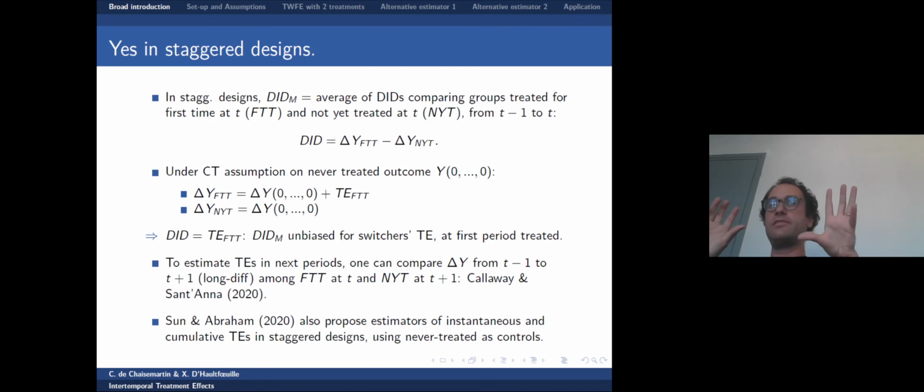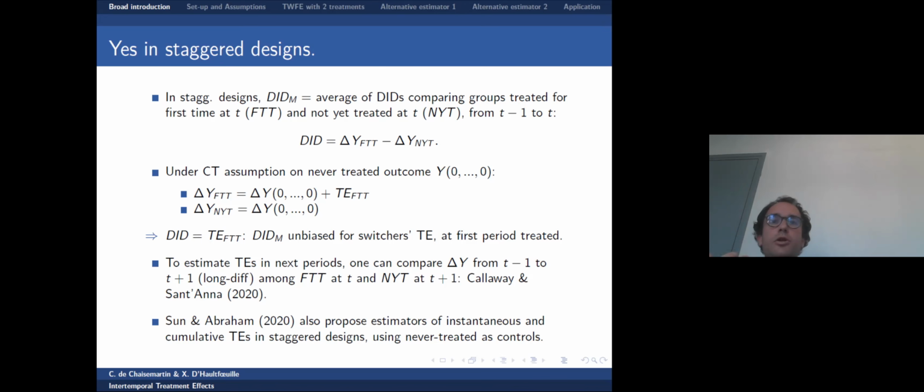Why is that? Well, that's because in that case, DIDM compares the outcome evolution of groups going from untreated to treated to groups untreated at t-1 and t. But in a staggered design, a group untreated at t-1 and t has actually been untreated since the start of the panel. So effectively, DIDM is comparing those that get treated for the first time at t to the not yet treated at t.